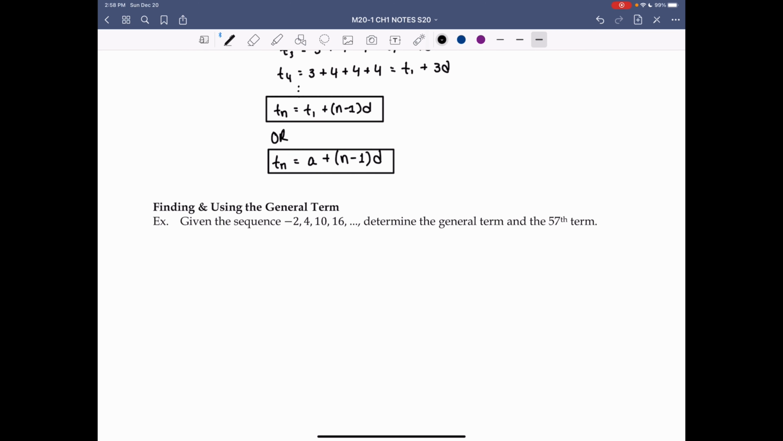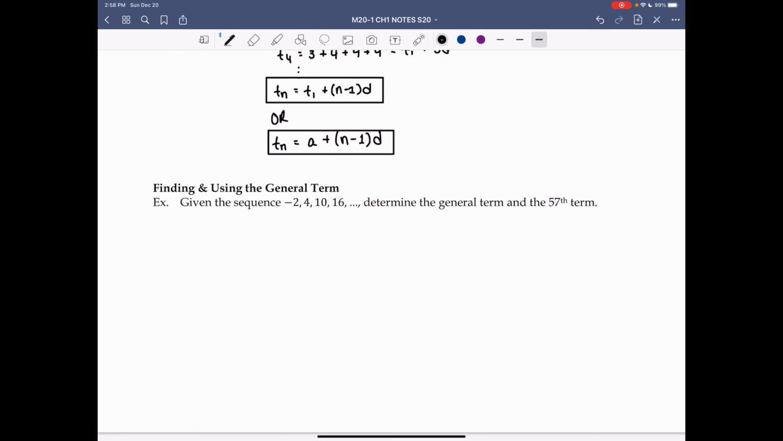Finding and using the general term. Example, given the sequence -2, 4, 10, 16, etc., determine the general term and the 57th term. Start by writing down what we know. We know that t1, the first term in the sequence, is -2, and we can figure out d because we have consecutive terms in the sequence. So pick any two consecutive terms and find the difference. I'm going to take t3 minus t2, which is 10 minus 4 equals 6. So my d value is 6.